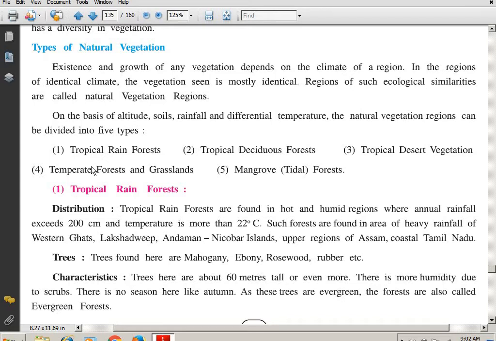And which are they? First is the tropical rainforest. Second, tropical deciduous forest. Third, tropical desert vegetation. Fourth, temperate forest and grasslands. And the fifth is the mangrove or the tidal forest. Students, go through all these 5 names. Take 1 minute. Look at the names of the forest. It is asked in the exams. You will have to explain in the exam for 4 marks.